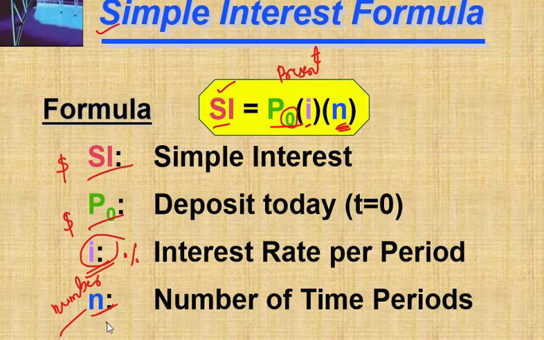For example, 1 year, or they also say 6 months. 6 months means N is equal to 2 per year. Quarterly, for example, if they are asking quarterly, quarterly means N is equal to 4 per annum. Like that you have to convert. And next is compound interest.